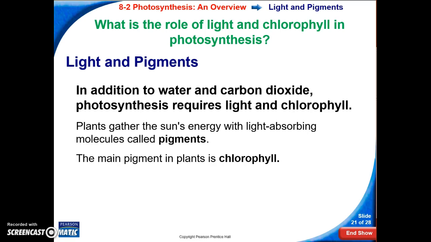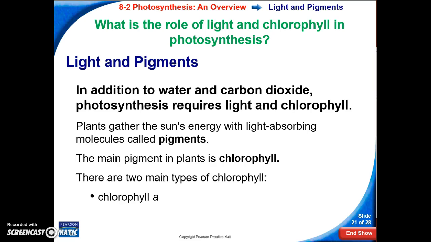The pigments are things that give color to something. So chlorophyll is what makes a leaf look green or a plant look green because it is a green pigment. The two main types of chlorophyll are chlorophyll A and chlorophyll B.